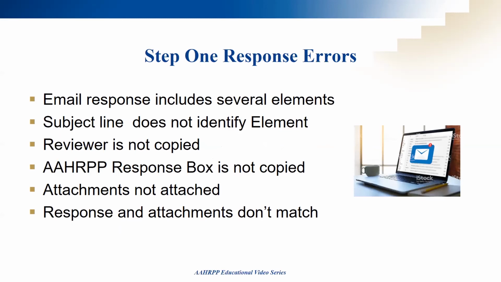So some of the things that we see in terms of the errors on the step one response. Sometimes the email comes in and has several elements, and trying to sort through all of those might result in some additional errors. So be sure that you have just one element per email. Make sure that the subject line identifies the element. Sometimes we see that it doesn't. And so once again, you're adding confusion to the responses by not being clear about what elements you're putting in place.